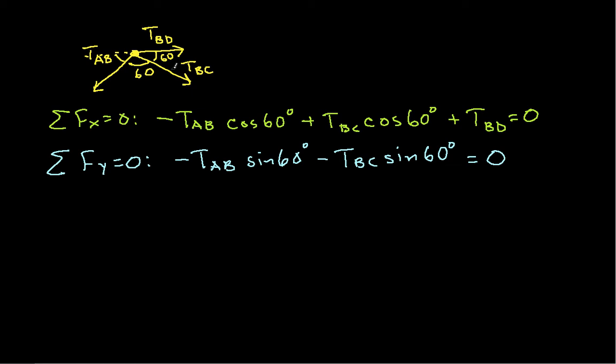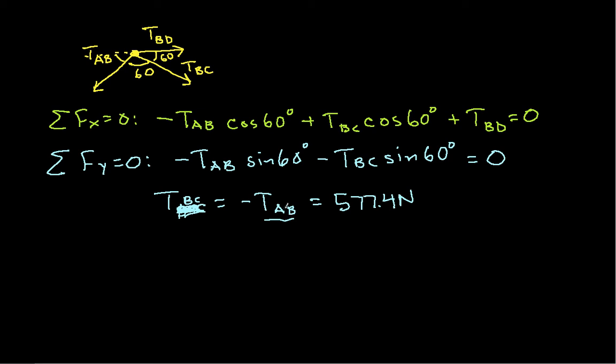And this tells us then that TBC is equal to minus TAB, and we know that minus TAB is going to be 577.4 newtons. This is from a value that we've already computed. Okay, so that's what we get from the sum of forces in y equal to 0.